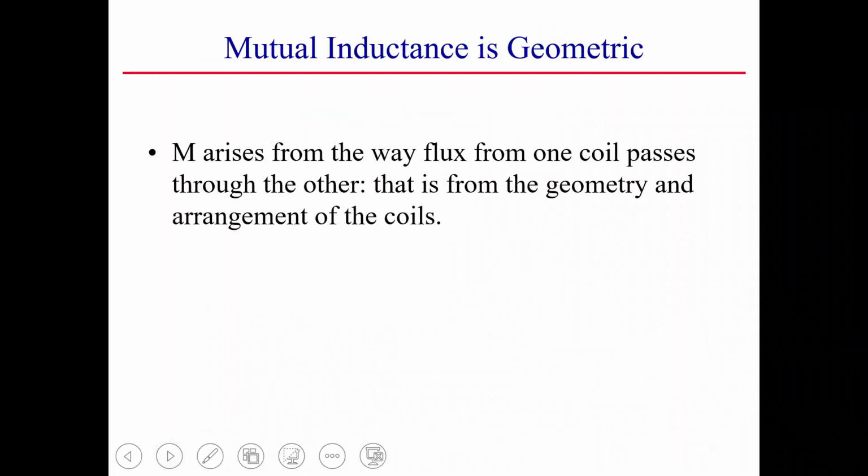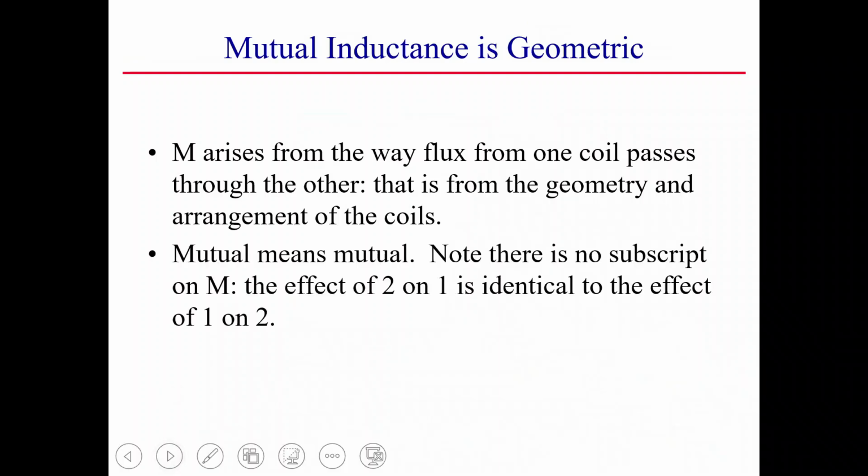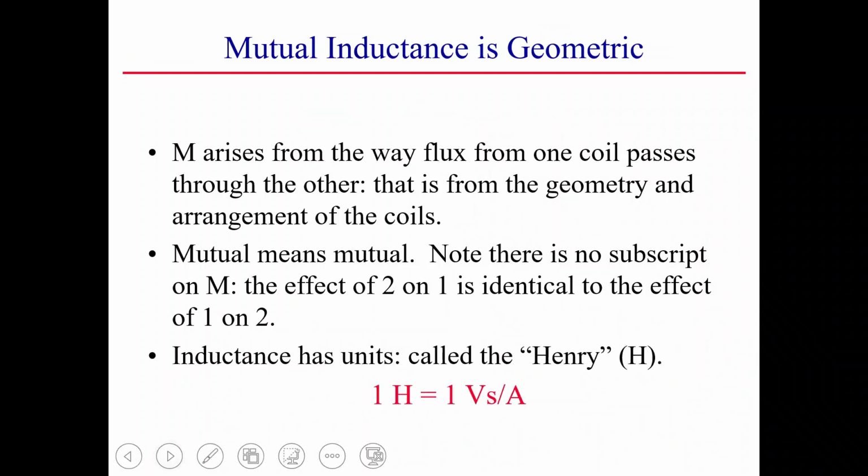This mutual inductance is geometric, which means it depends only on the physical arrangement of those coils. There's no subscript on M because the effect on the two is equal, because it's caused by the arrangement of the system. The unit of inductance, so that's M, is going to be the Henry, which is a capital H. 1 Henry is the same thing as 1 volt times second per ampere.